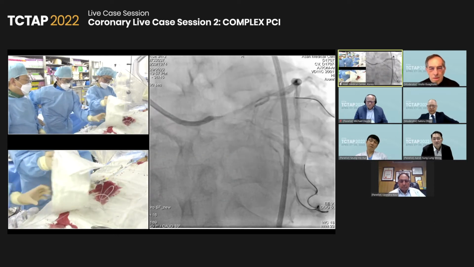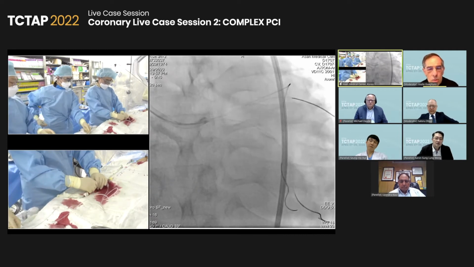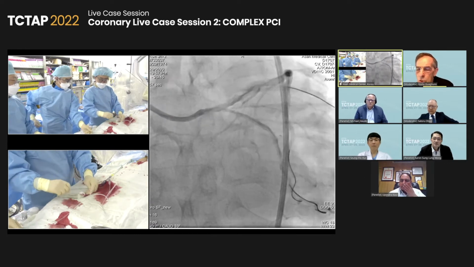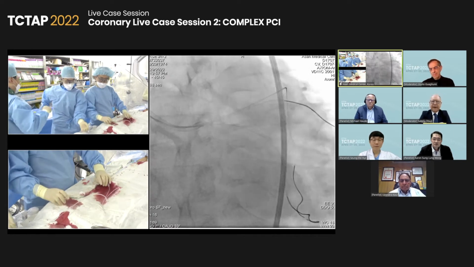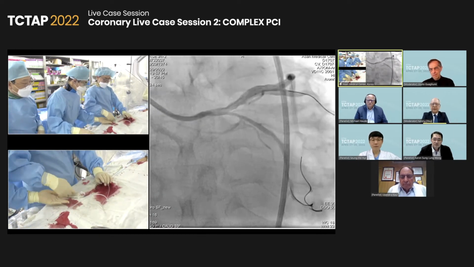So shall we go around and ask the panelists and the co-moderator what they think about this lesion preparation? Satoru, do you want to comment? Usually, I think we need a non-compliant balloon.